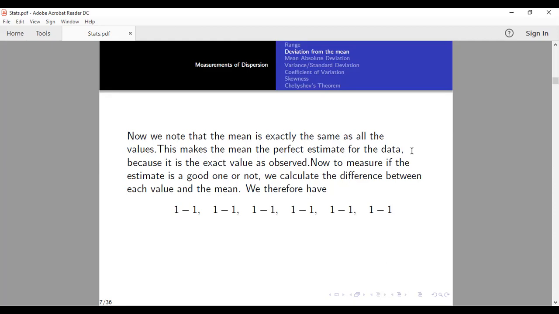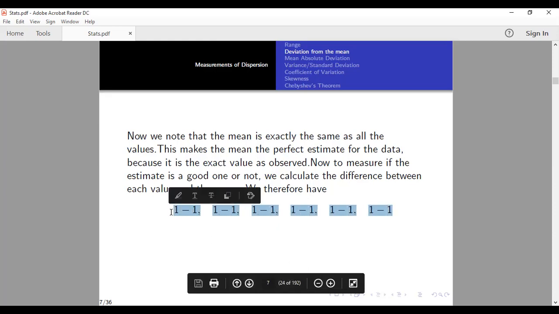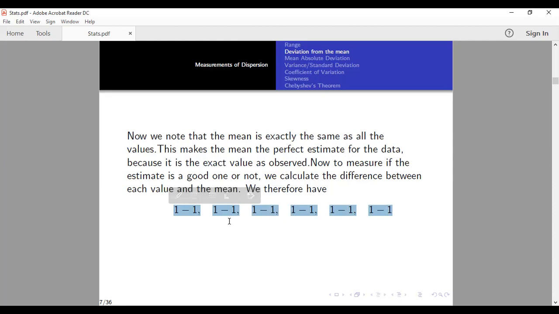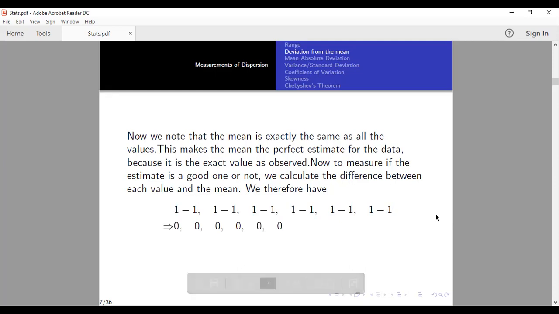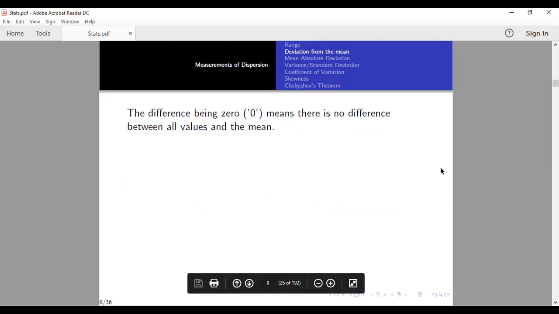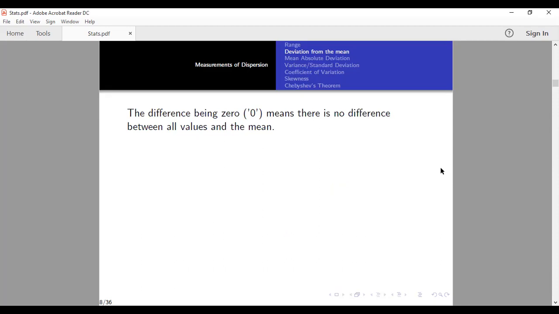Now, when you observe this data, if we were to subtract the mean from each and every observation, that is the value minus the mean, the value minus the mean, this is what we have, showing how perfect the mean is, what a perfect describer it is of the given data. Basically, there's no difference between the mean and the values because the mean is the same as the values in the data.